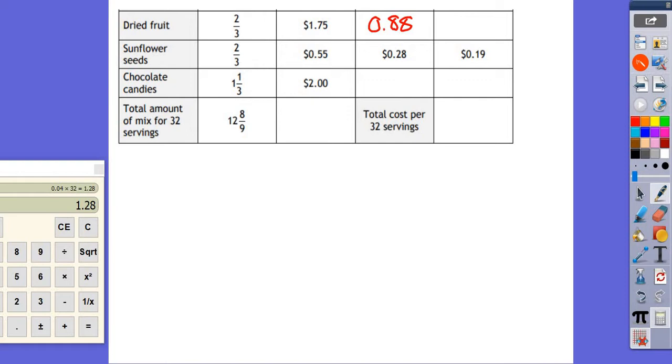Okay? All right, now we're ready to multiply, but I have a fraction here. 2/3 I know is 0.6 repeating, so I need that as a decimal. So I'm going to call it 0.67, because wouldn't one of those 6's round the other 6 up? Yes. Okay, so I can do 0.67 times 0.88, and I get 59 cents for dried fruit.